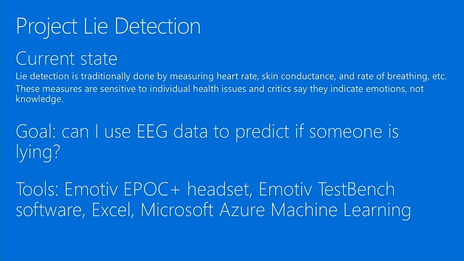So my goal with this experiment, or when I kind of started out here, I was like, okay, I wonder if I can use EEG data to predict if someone is lying. So that was the goal. And I listed out the tools that I used in good little former grad student fashion. Here's my stuff. So the headset, the test bench software, which I can show you in a sec if you want to see it, and then Excel, and then I was using Azure Machine Learning, and we'll talk a little bit about that as well.